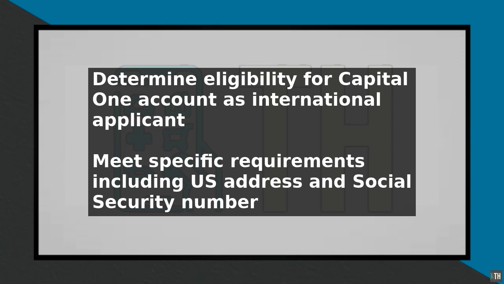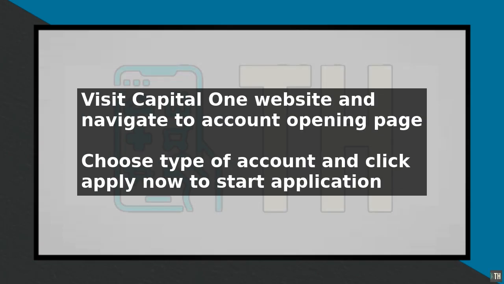If you are eligible, start by visiting the Capital One website and navigating to the account opening page. Choose the type of account you want to open, such as a checking or savings account, and click on the Apply Now button. You will be asked to provide personal and financial information, including your name, date of birth, address, and employment details. You will also need to provide your U.S. Social Security number or individual taxpayer identification number.